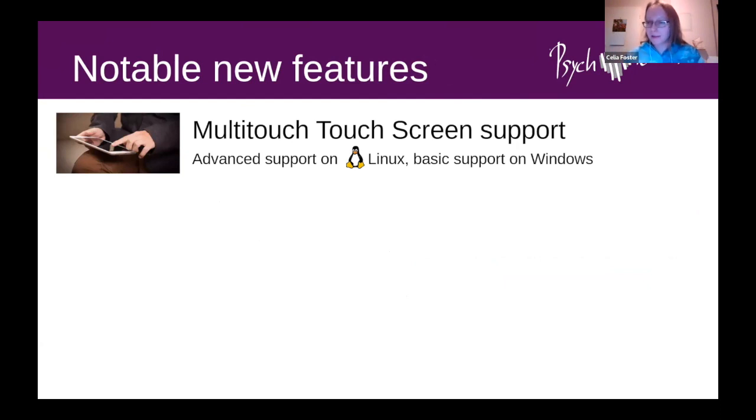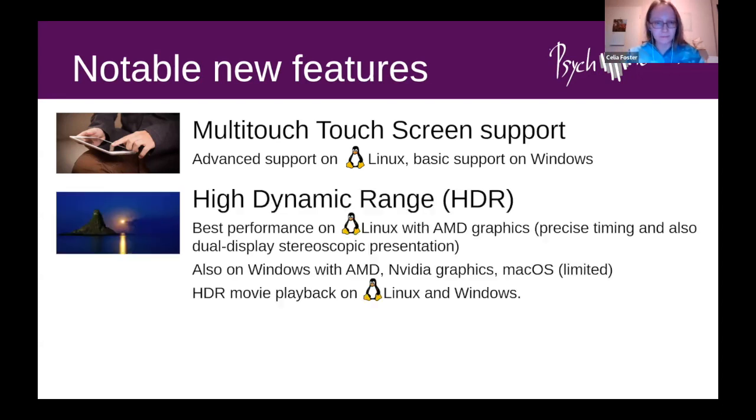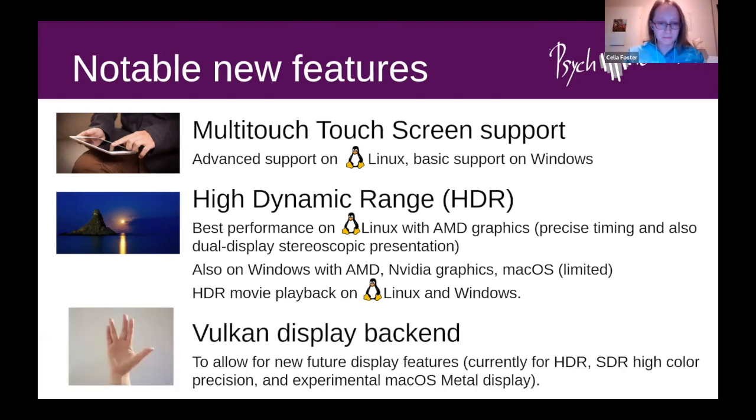Multi-touch touchscreen support. This is something that's been available for a while with advanced support on Linux, but now there's also basic support on Windows. High dynamic range is a new feature. This allows you to have a wider range of brightnesses than previously possible. For best use of that, you're going to want to use Linux with AMD graphics, and that includes precise timing and dual display stereoscopic presentation. But there's also availability on Windows, a bit on macOS, also for NVIDIA graphics. And you can also do HDR movie playback on Linux and Windows.